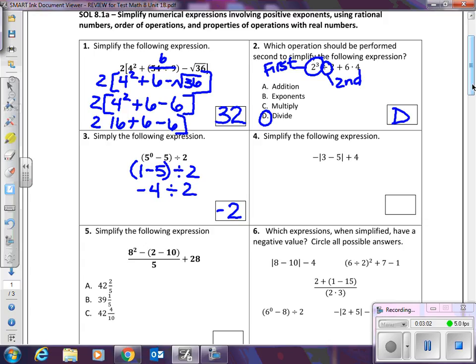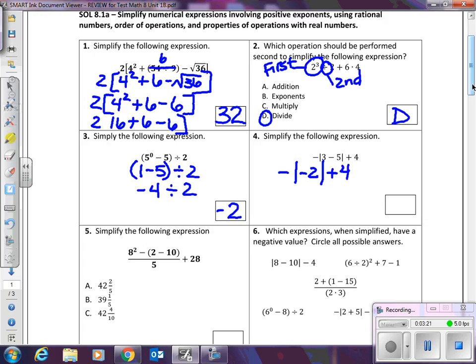All right, so then we go to number 4. Same thing, we're still evaluating, but this time we have absolute value bars. Those are a grouping symbol as well. You have to do the math inside of them before you can come outside of them. All right, so inside of those absolute value bars, 3 minus 5 is going to make negative 2. The negative sign is still on the outside, and then you're going to bring down plus 4.